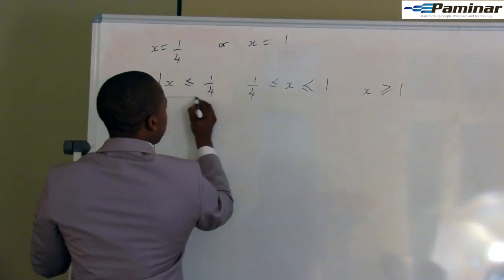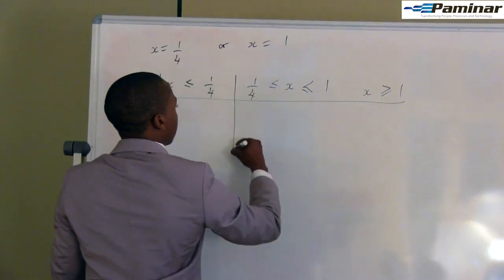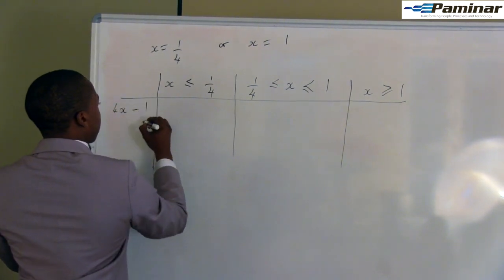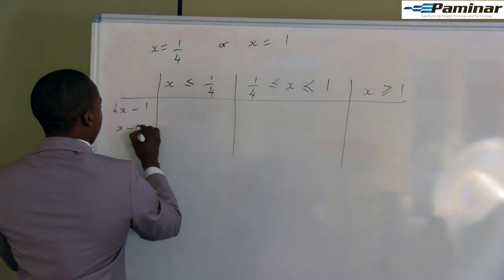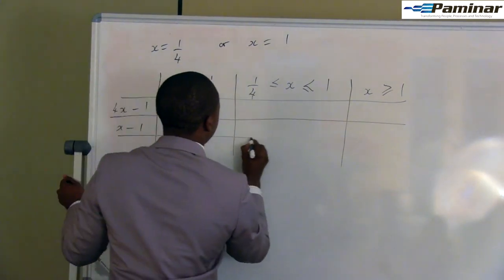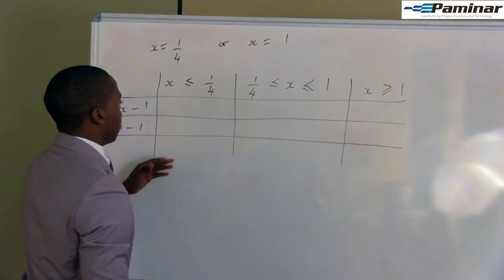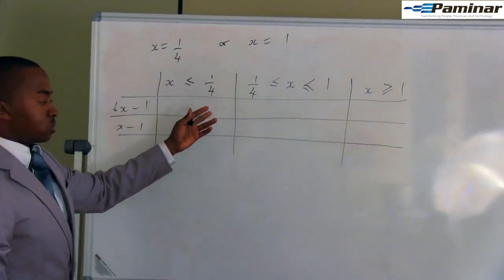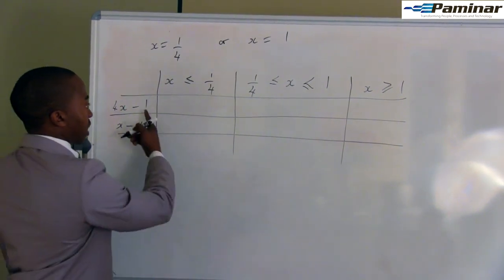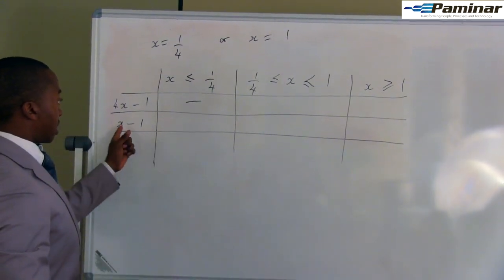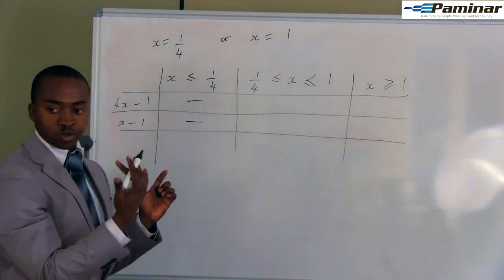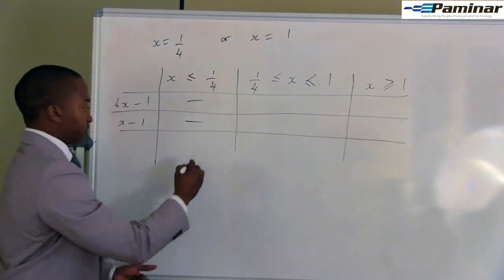As I said, we're using the table method. And our two brackets were 4x minus 1 and x minus 1. Okay, a number which is less than or equal to 1 over 4 could be 0, right? So if you plug in 0 there, you should get a negative answer. 0 again in here, you get negative. Therefore, negative times negative, since we're multiplying those two brackets, should give you a positive.